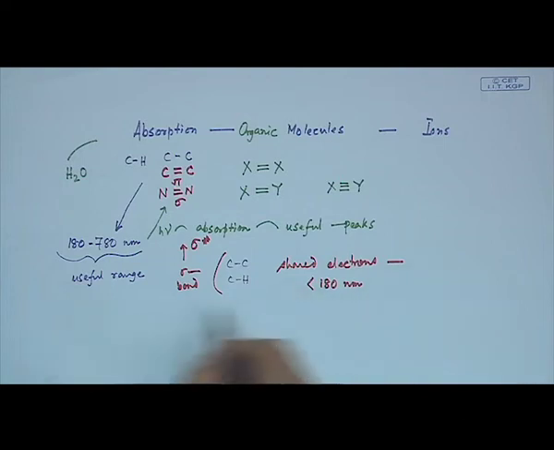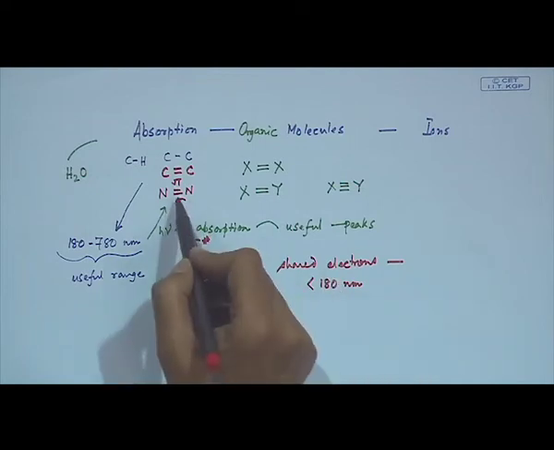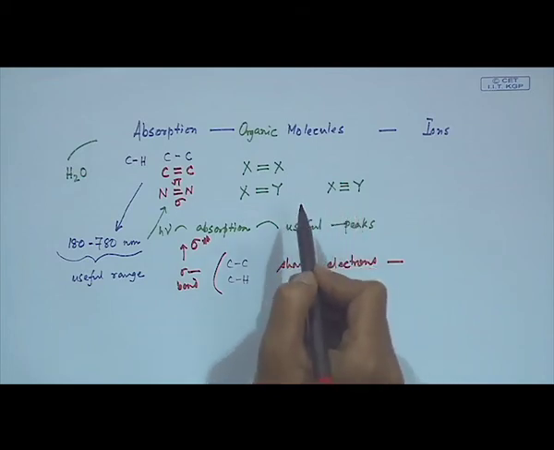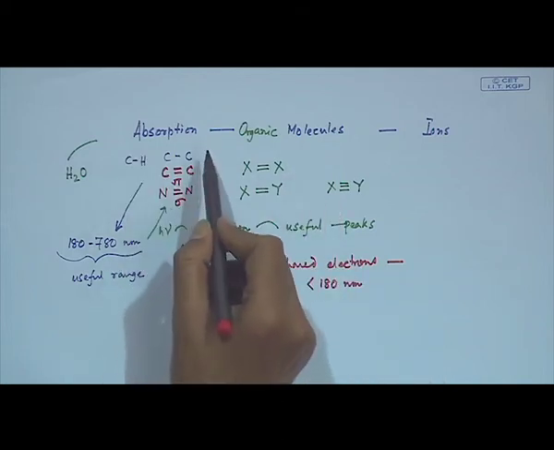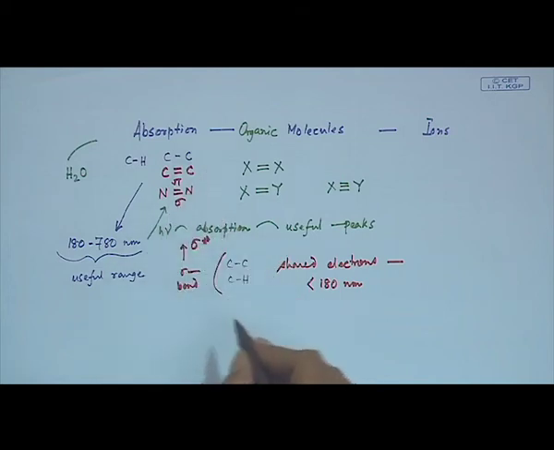So, if we can have some mechanism such that we can record this particular range, that means less than 180 nanometer, we can find this useful. But in most cases, the unsaturated organic compounds bearing unsaturated functional groups can show absorption in the UV visible range. So, what we see here can be defined as a chromophore.